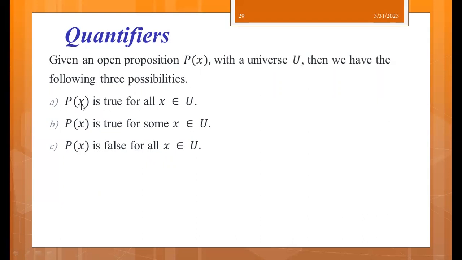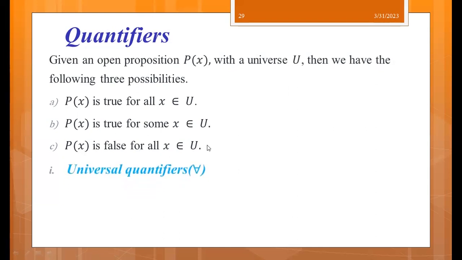In this case, if P of x is true for all x an element of U, it becomes a tautology. The second case, if P of x is true for some x and false for the others, it becomes a contingency. In the last case, if P of x is false for all x an element of U, it is a contradiction.